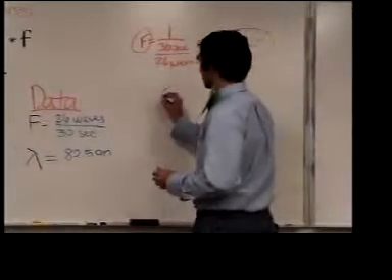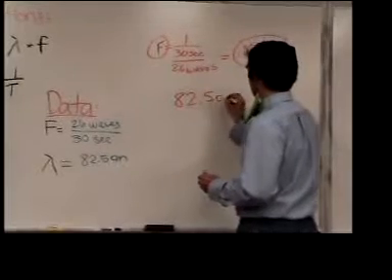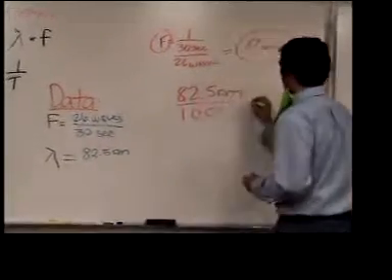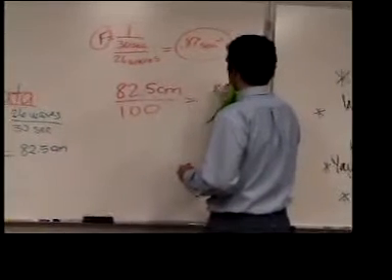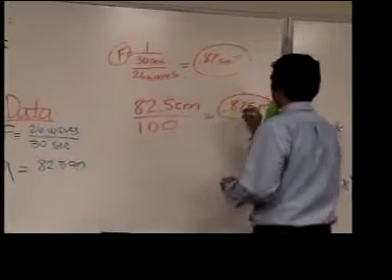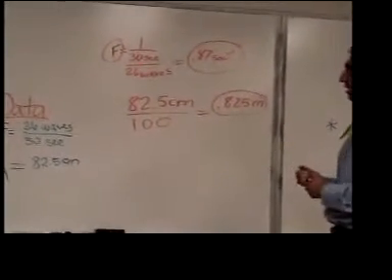So the step here is what we're going to do is take 82.5 centimeters, and we're just going to divide it by 100. And that's going to equal 0.825 meters. Okay, so now we should be able to just plug it in.